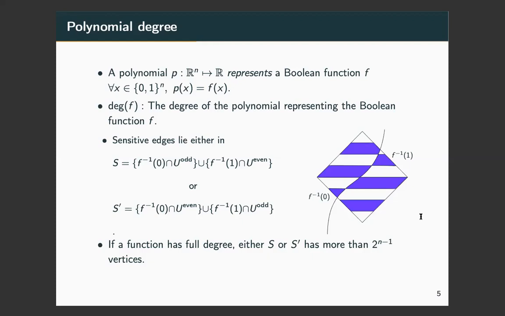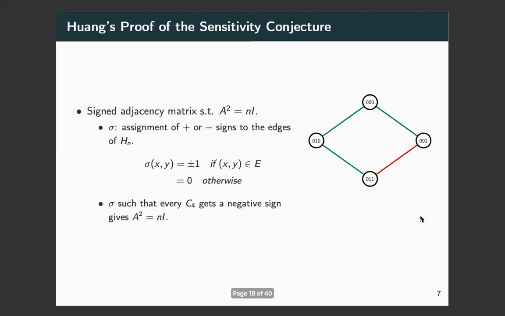For a full degree function, the set S or S prime defined earlier has more than 2^(n-1) vertices. We also know that all the edges in this graph are sensitive edges. So by proving the existence of a high degree vertex, it proves the existence of a highly sensitive input. Huang in 2019 proved the second statement, hence giving a proof of the sensitivity conjecture. Now we will look at a proof of Huang's theorem.